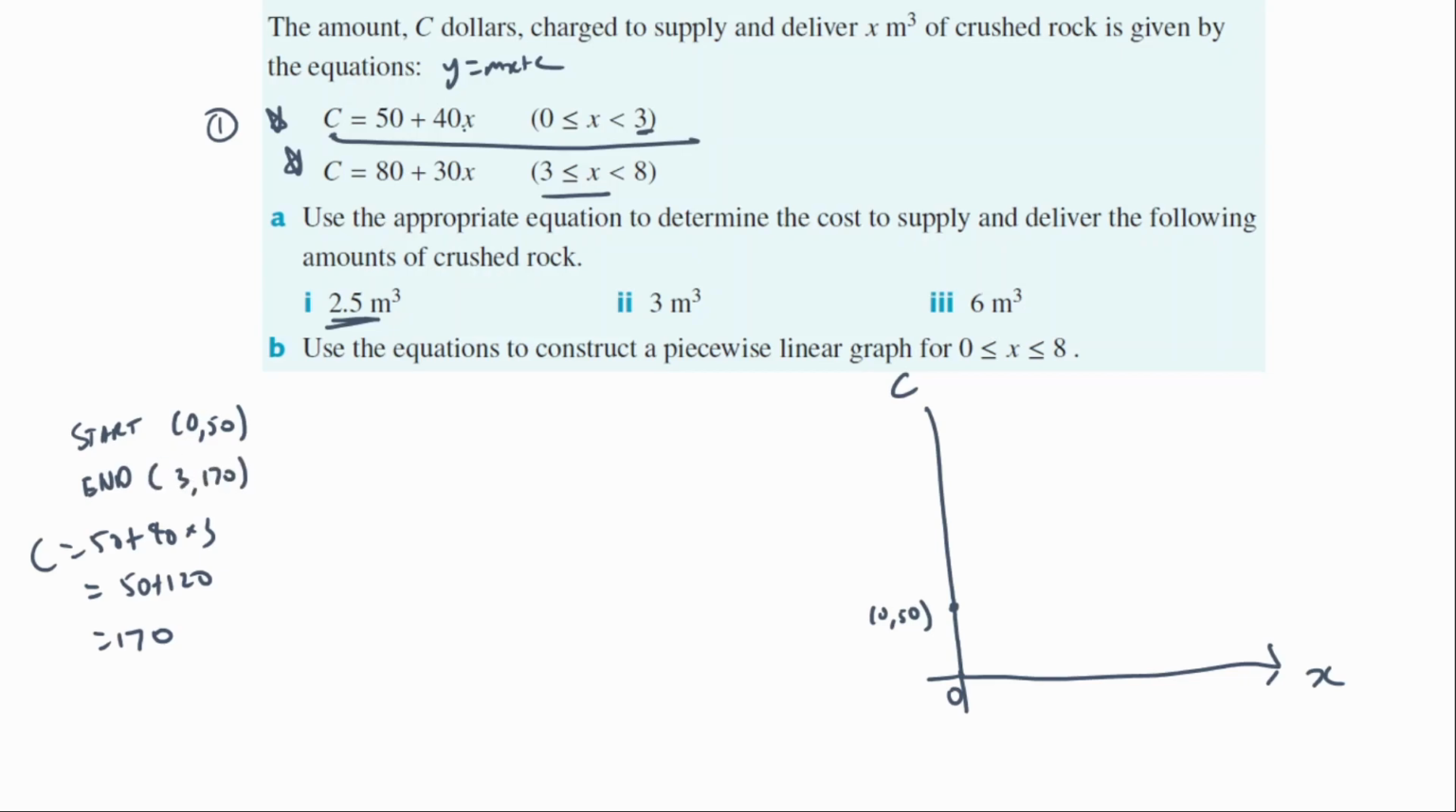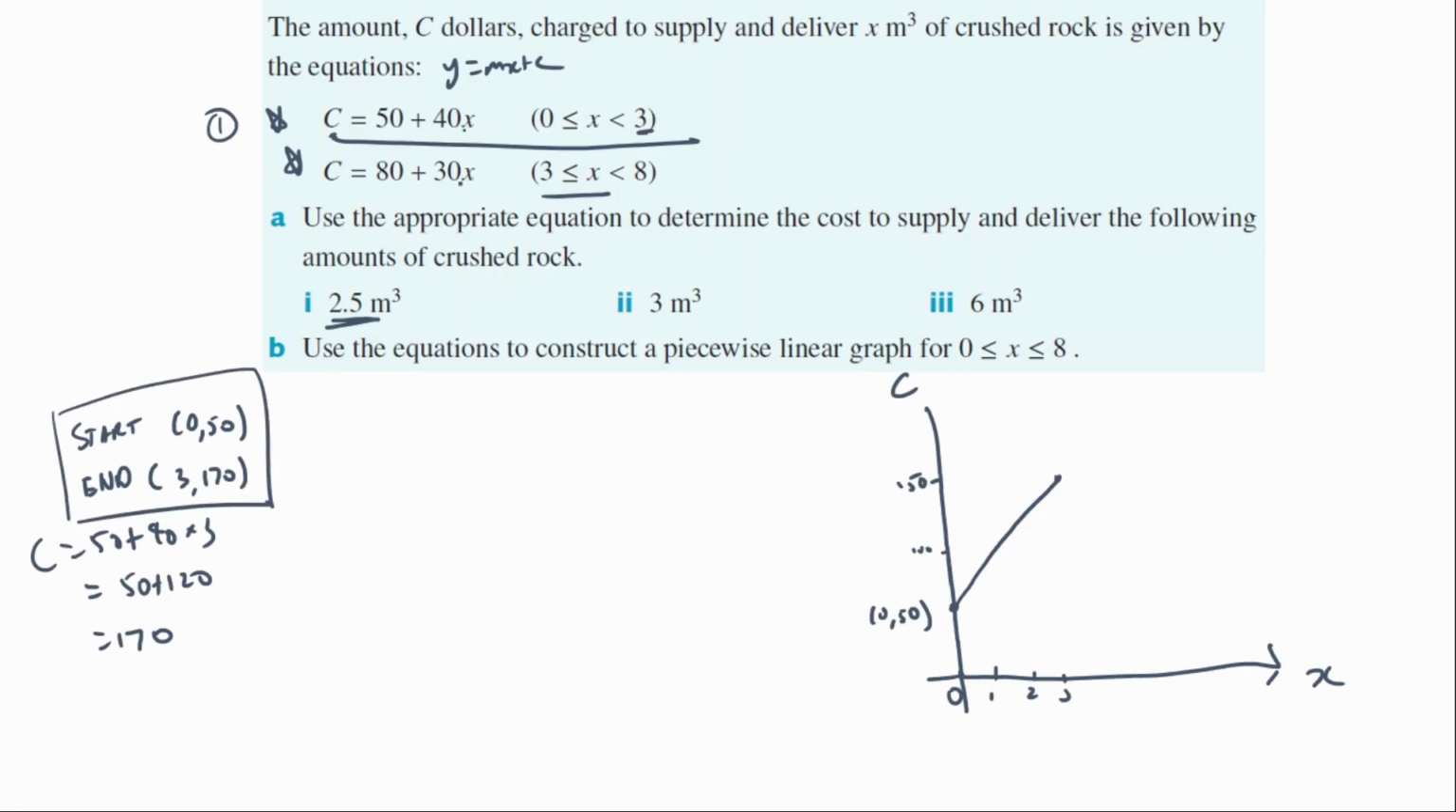Once I've got that, I can just plot that in. I'll say that's about 1, that's 2, that's 3, that's 50, that's 100, that's 150. So I could say that's about here. So I'm going to draw a line to connect those 2 points. Don't go beyond that because that's where it ends. So that's the first part of my piecewise graph. So you need to find the start and end positions of that graph.